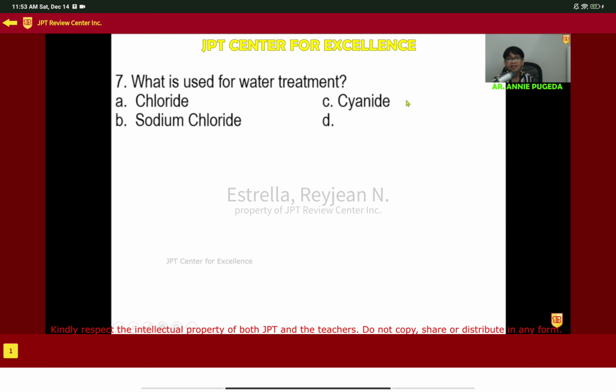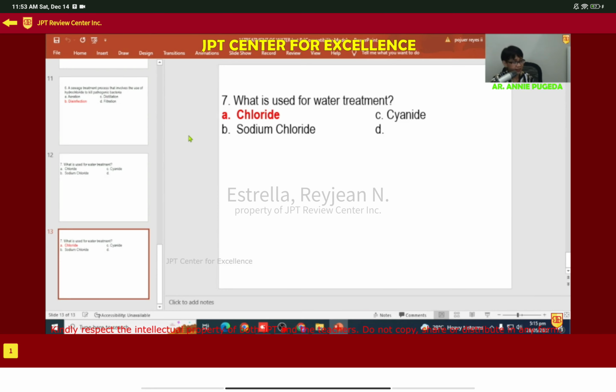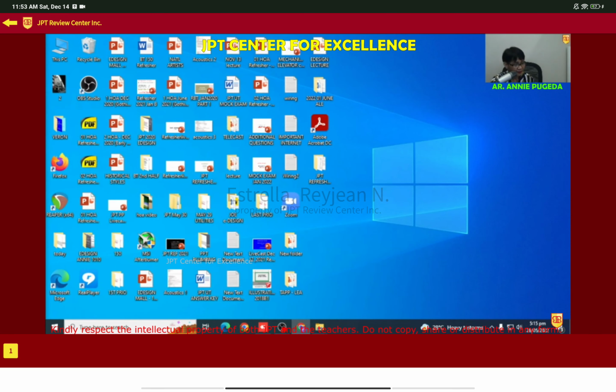What is used for water treatment? Cyanide. O gusto nyo, nang mamatay na tayong lahat. Okay, bubula ang bibig natin pagka kinain mo yung cyanide. Asin. Sodium chloride. Joke lang. So that's the answer. Okay, chloride, chlorine. O sige, tingnan natin. Okay, we have 4 more to go.